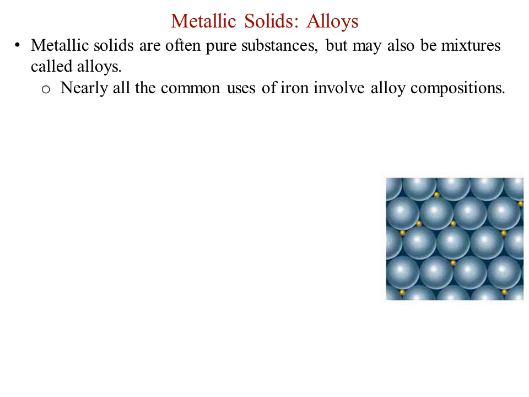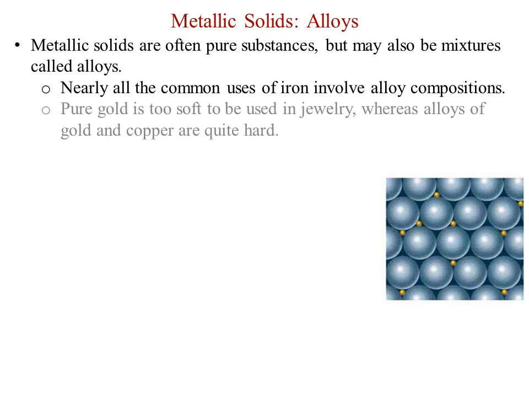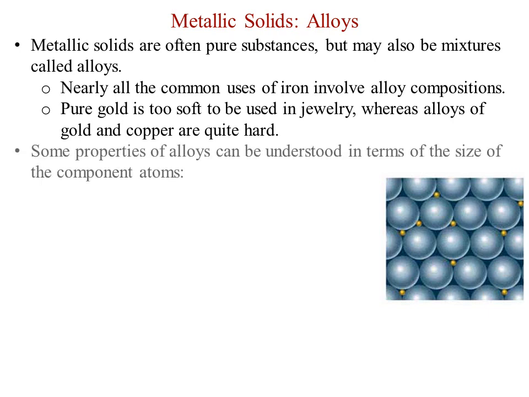Pure iron by itself is not strong, it's not malleable enough, or it's too malleable. It doesn't have the characteristics of strength that you need to make, let's say, a bridge. Pure gold is too soft to be used as jewelry, whereas if you mix it with copper or even silver, it can become quite hard, so it has more useful properties.